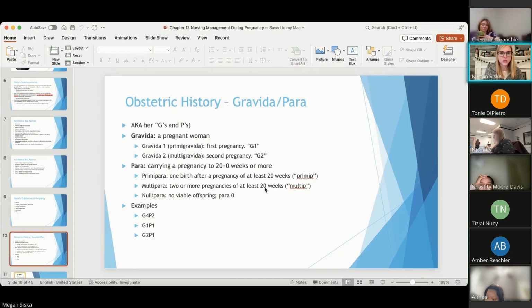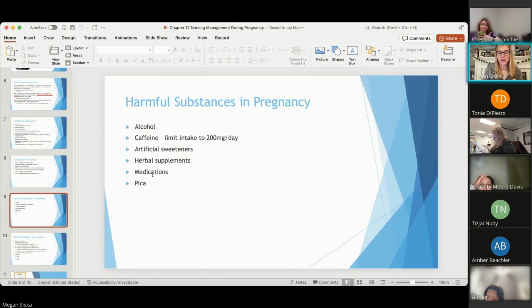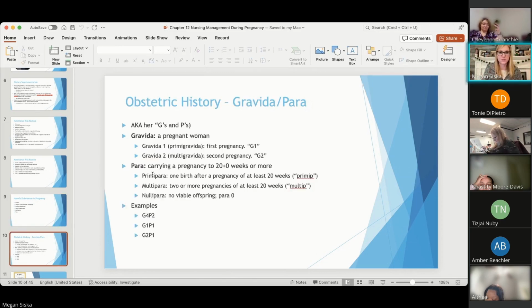Oh, and then we'll go over her medication list, just her standard medications, and make sure that they are safe during pregnancy, or the risks and benefits, that the benefits would outweigh the risks.